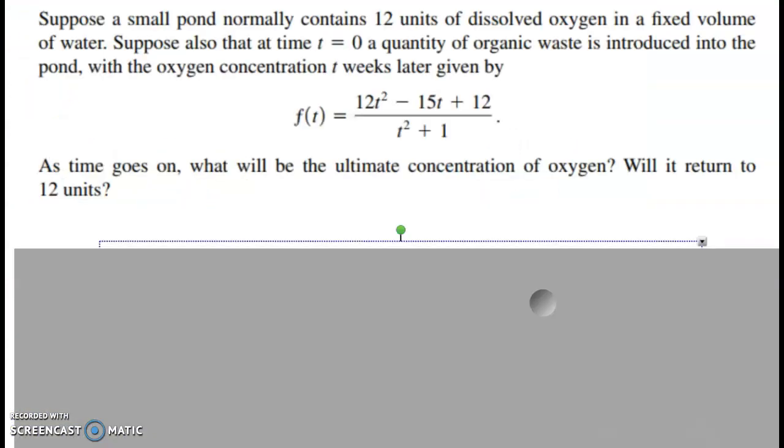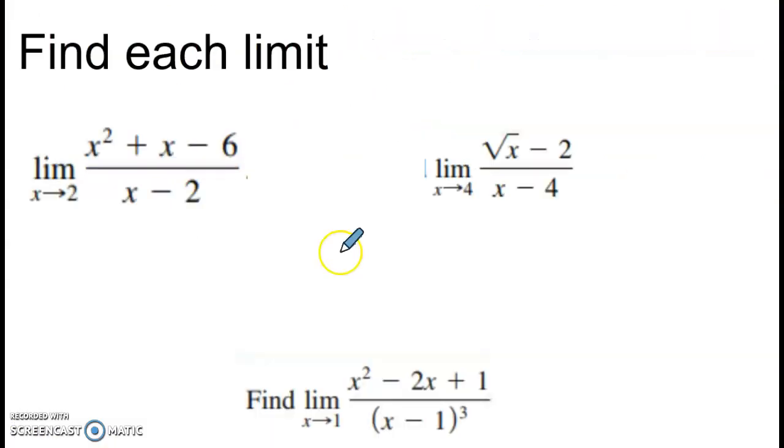Okay, so we're going to find each of these limits. Oopsies, I went too far, but we'll do that on the next slide.